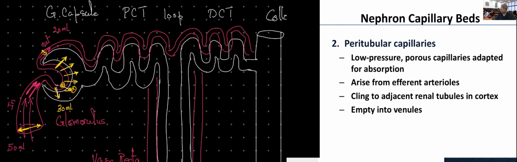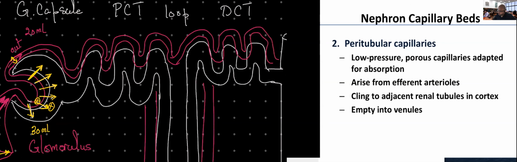Moving on to the next type of capillaries. Those are my peritubular capillaries. The peritubular capillaries are going to be surrounding my proximal and distal convoluted tubules. They are porous capillaries. They will be responsible for the absorption.